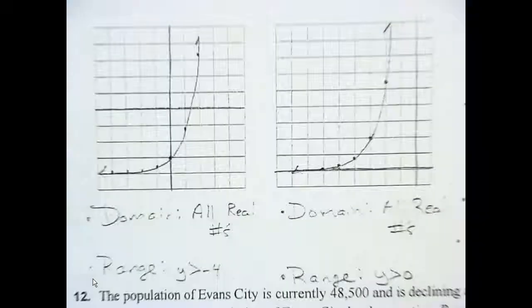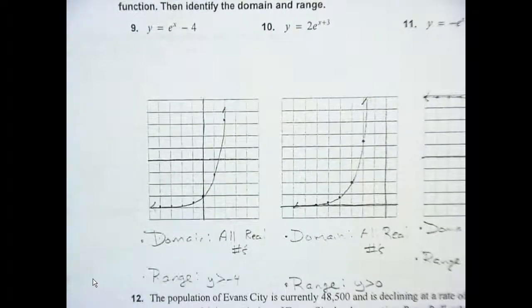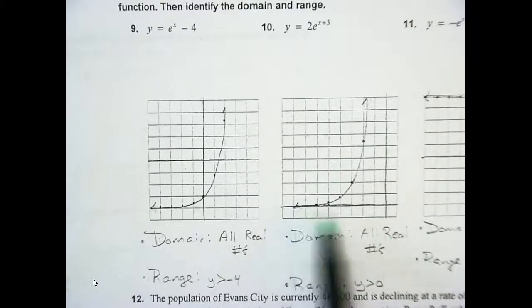9 and 10. We started these as a class, at least talking about the shifts. Number 9, the domain is all real numbers. The range, y is greater than -4. If you are struggling with domain and range now, you need to talk to me individually. You have to get that down. Number 10, all real numbers, range, y is greater than 0. It can't be equal to because 0 is the asymptote. It's never going to actually hit that line even though it looks like it does.